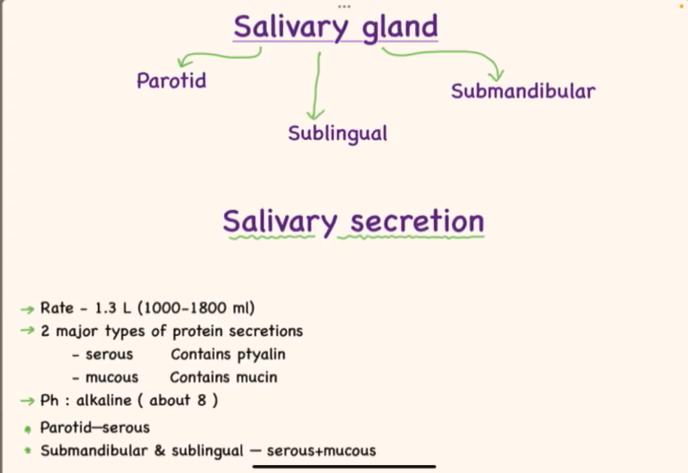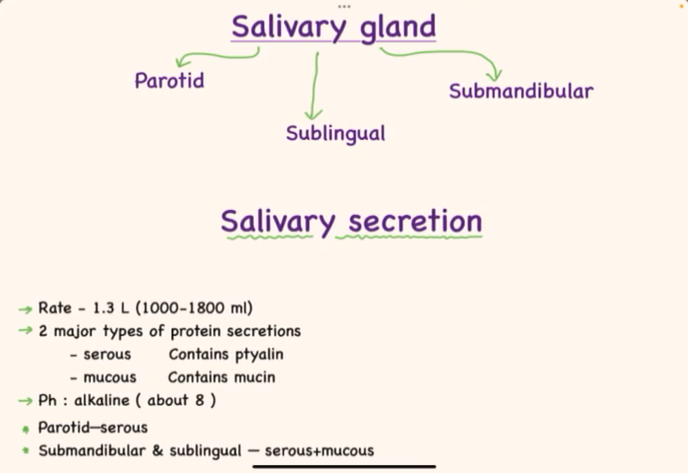First, we are looking into the salivary gland and salivary secretion. Mainly, there are three types of salivary gland: parotid, sublingual, and submandibular. You can refer to the text for more detail. Along with these, there are many tiny salivary glands besides the major salivary glands. Salivary glands mainly come in the anatomy portion.